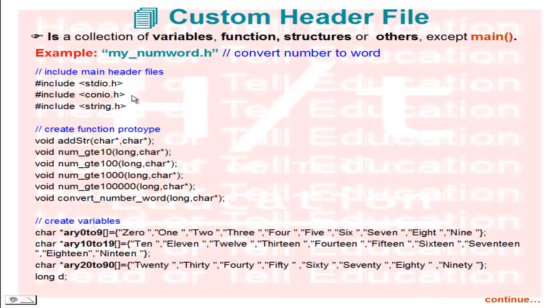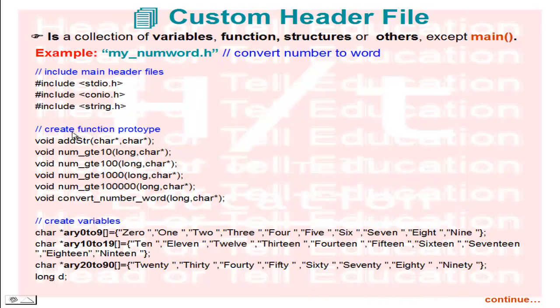There are standard header files which are already available in C, like stdio.h, conio.h, string.h, but my underscore number.h is not available. So I created it for this.